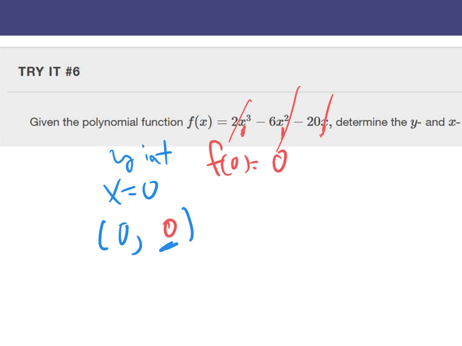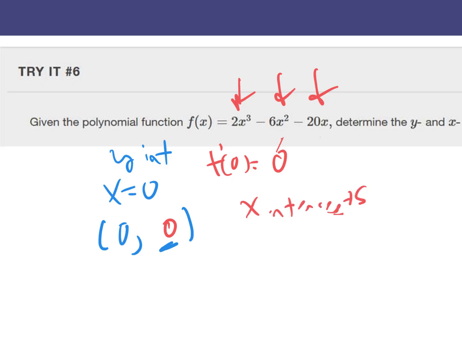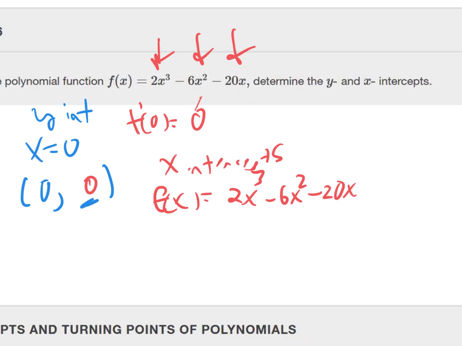I know I cheated. I just used common sense. And nothing wrong with that. Now, the fact that there's an x in every single term is good news for you, because now that I'm doing the x-intercepts, I need f of x, which is 2x cubed minus 6x squared minus 20x, to be set equal to 0.